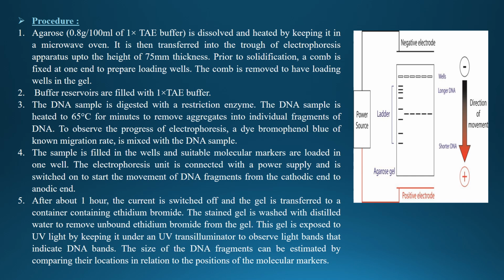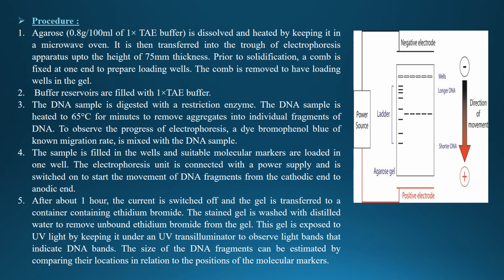The DNA sample is digested with the restriction enzyme. The DNA sample is heated to 65 degrees Celsius for some minutes to separate aggregates into individual fragments of DNA. To observe the progress of electrophoresis, a dye, bromophenol blue, of known migration rate is mixed with the DNA sample. The sample is filled in the wells and suitable molecular markers are loaded in one well.